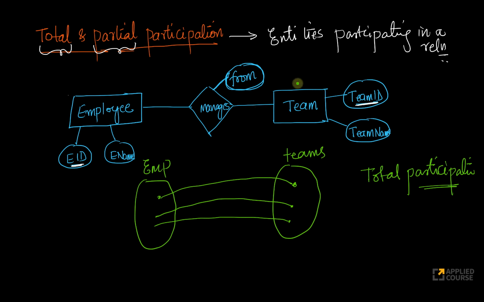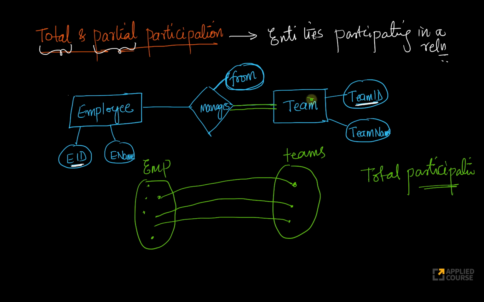Hence, this team is said to be totally participating in this manager's relationship, and total participation is represented using two lines. The moment you see two lines, it means for every team here, there is a relationship that is present. But there will be some employees who are not managers. There will be some employees who don't manage any team.